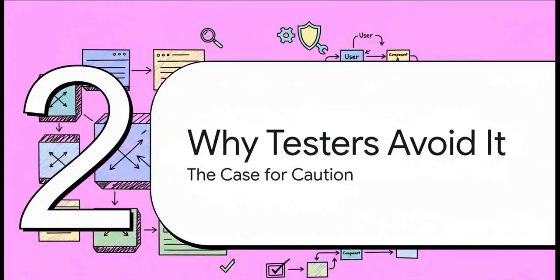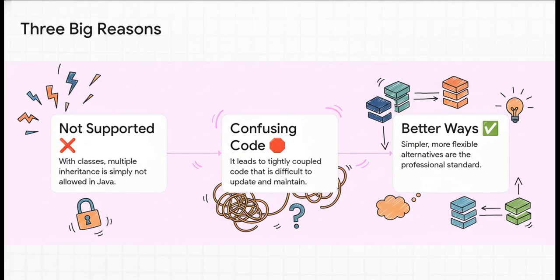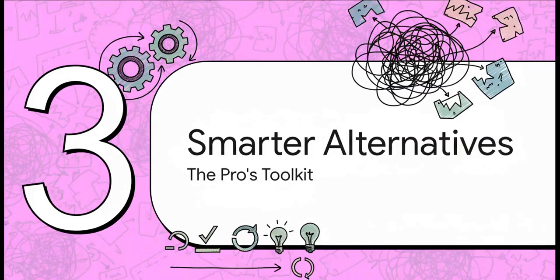Okay, so if you can sort of achieve this with interfaces, you've got to be wondering, why do professional testers actively stay away from building complex structures like this? Turns out, they have some really good reasons to be cautious. It pretty much boils down to these three big reasons. First, as we just saw, the language just doesn't support it for classes, your main building blocks. Second, trying to force it with workarounds just leads to messy, tangled code that becomes an absolute nightmare to maintain later on. And honestly, the most important reason, there are just way better, cleaner, and more flexible ways to get the job done. So, let's talk about those better ways.